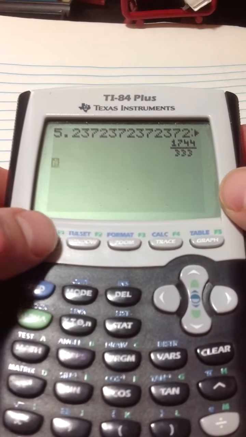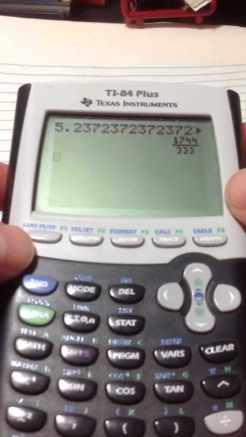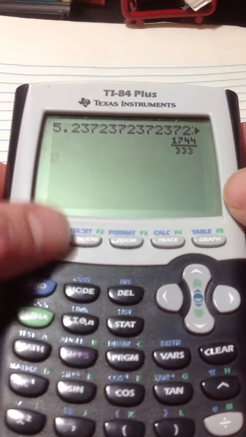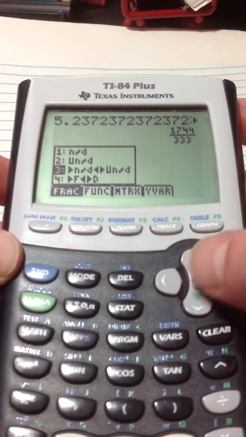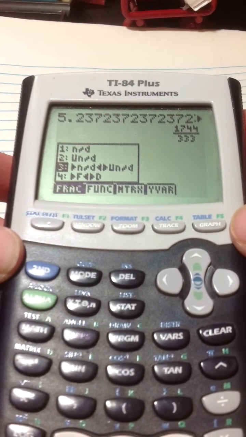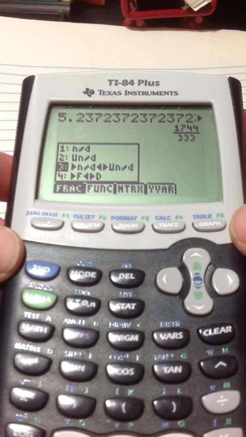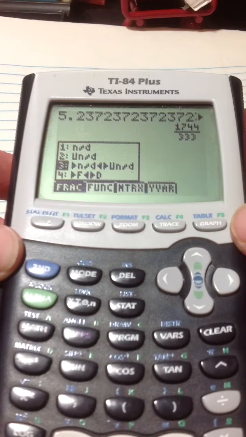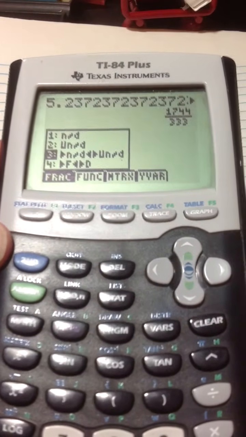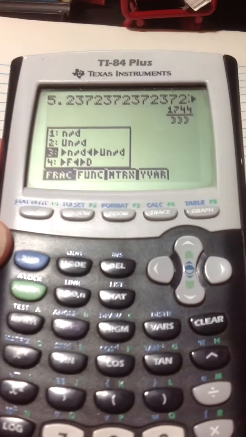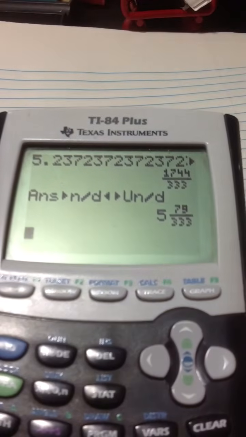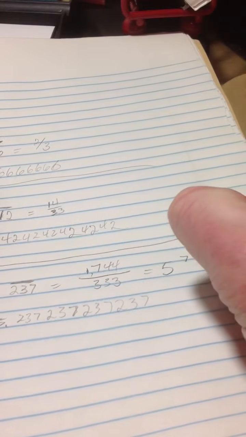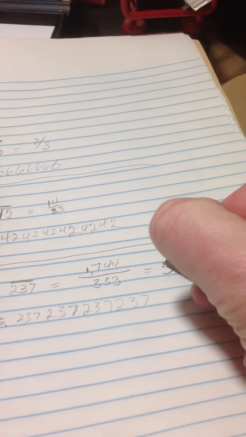If you hit the stat plot button, which is also labeled y equals, if it hasn't been rubbed off that key, upper left hand side, and we're going to scroll down to this number 3. It looks like a fraction, and the arrow is saying back and forth to a mixed number. It looks like a U, N, and a D. So that symbol on number 3 is telling us to go back and forth between an improper fraction and a mixed number. Hit enter again. It's going to tell us that the answer, the mixed number, is 5 and 79 over 333.